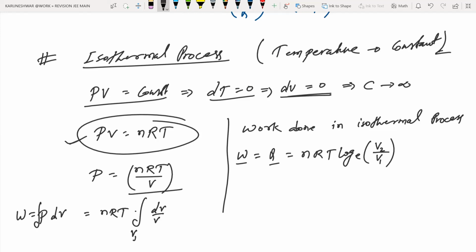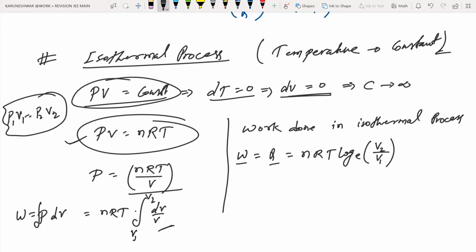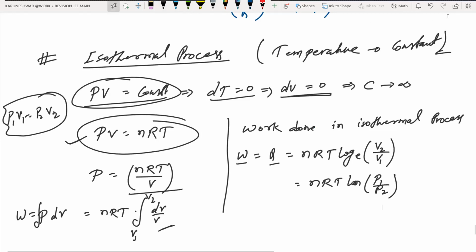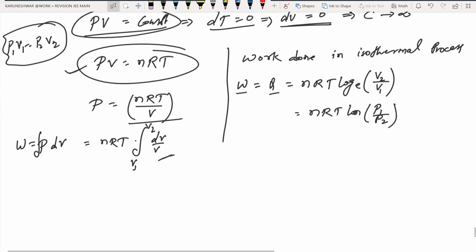Integrate it from V1 to V2. So the integral of dV by V is ln V, which means ln V2 minus ln V1, so it is ln V2 by V1. Now we can change this relation in terms of pressure also, because PV is constant. So P1 V1 is equal to P2 V2, and from here V2 by V1 is P1 by P2. So you can write nRT ln P1 by P2. This is the second relation for work done in an isothermal process.